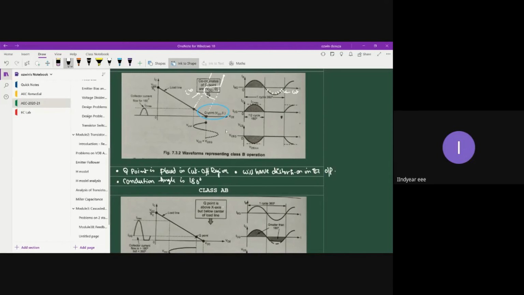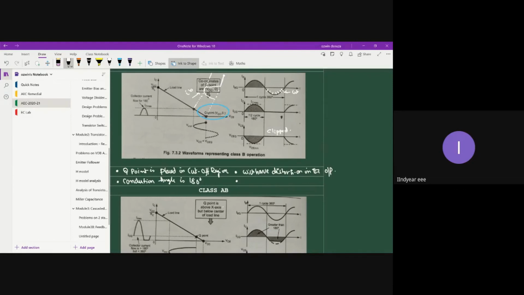Your input may be a complete 360-degree cycle wave, but your output will be a wave which is having only 180-degree duration. If you see properly, your output consists of only the negative half cycle. The positive half cycle is clipped. That's the reason we are saying that output will have distortion.